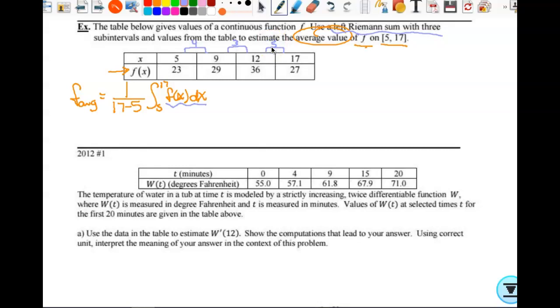Okay, we good with that? So when I go to substitute this in, this is equal to 1 over, so 17 minus 5 is 12. Right? Please make sure I can do my math. And then I'm going to do my area of my triangle, or my rectangles. This is going to have 4 times, this is the left Riemann sum, so which one of these two do I use? 23, the one on the left. Plus 3 times what? 29. Plus 5 times 36. And then we stop.